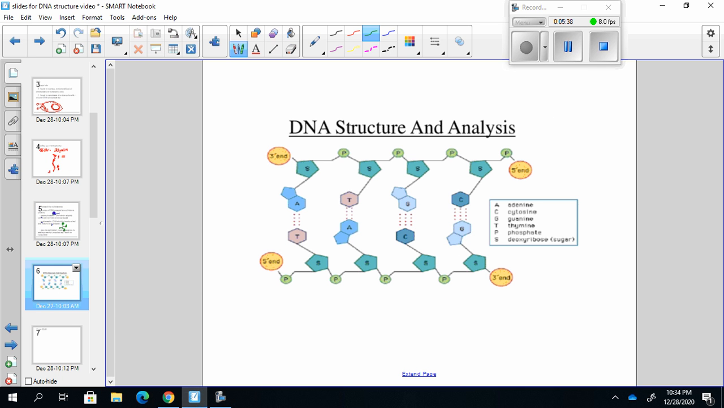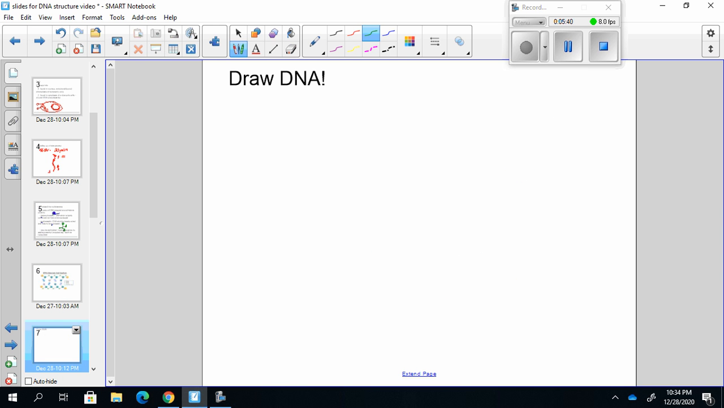All right, so now we're going to get into the actual structure of DNA, and I figured we would just go ahead and start drawing. I think drawing it is one of the best ways to learn the structure. So we start off with, we know that DNA is made up of nucleotides, and nucleotides have 3 parts: phosphate group, 5-carbon sugar, and a base.